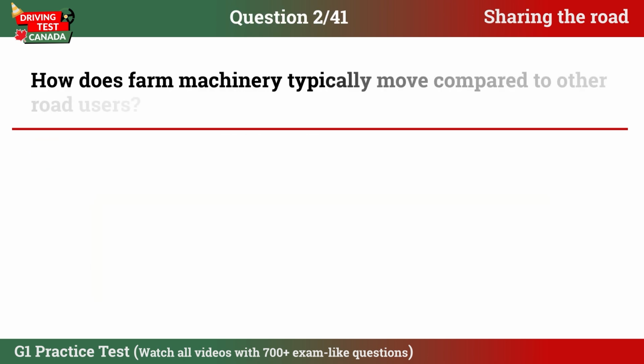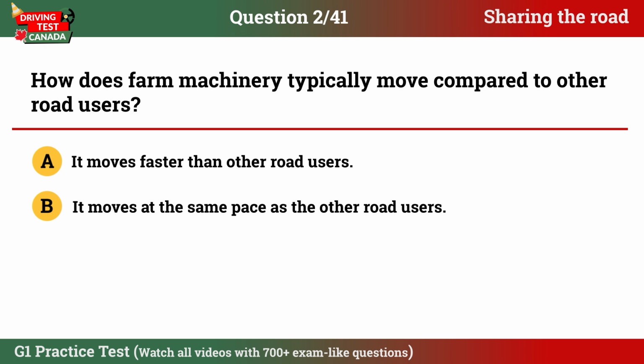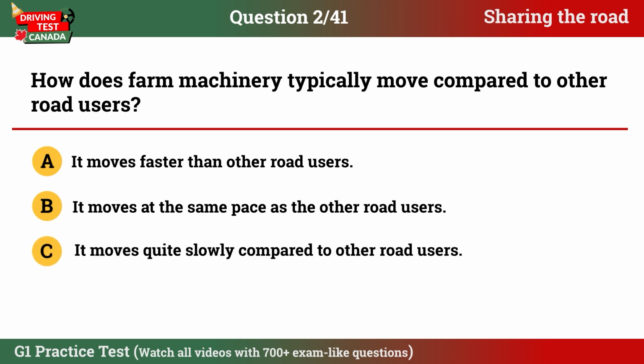Question 2. How does farm machinery typically move compared to other road users? A. It moves faster than other road users. B. It moves at the same pace as the other road users. C. It moves quite slowly compared to other road users. D. None of the above.